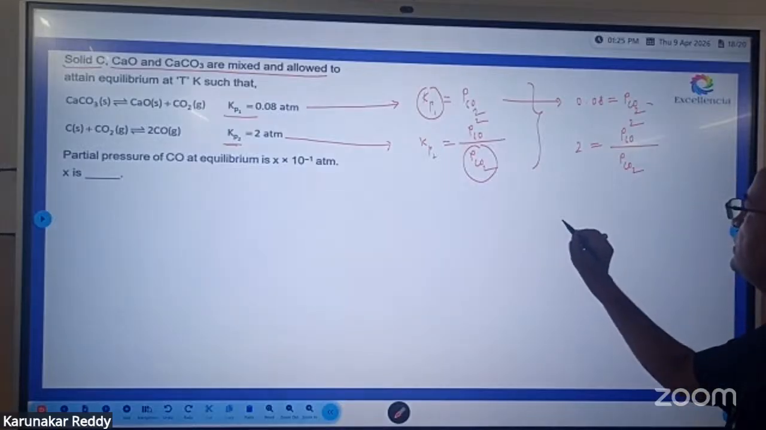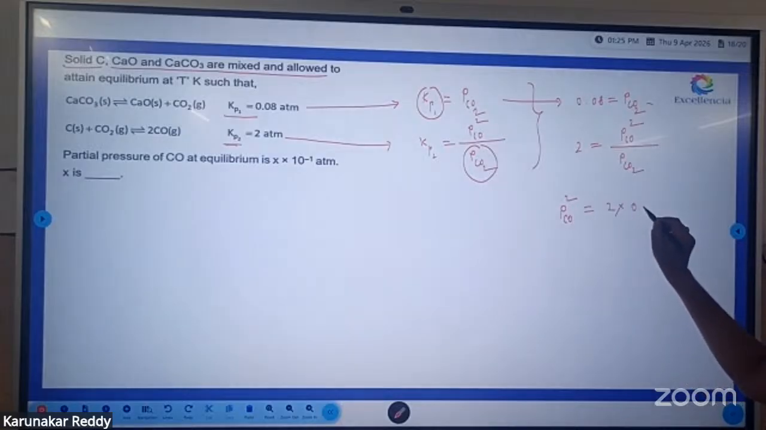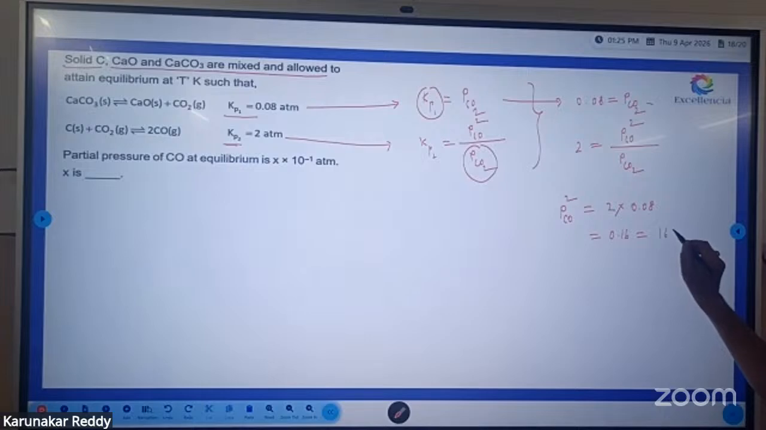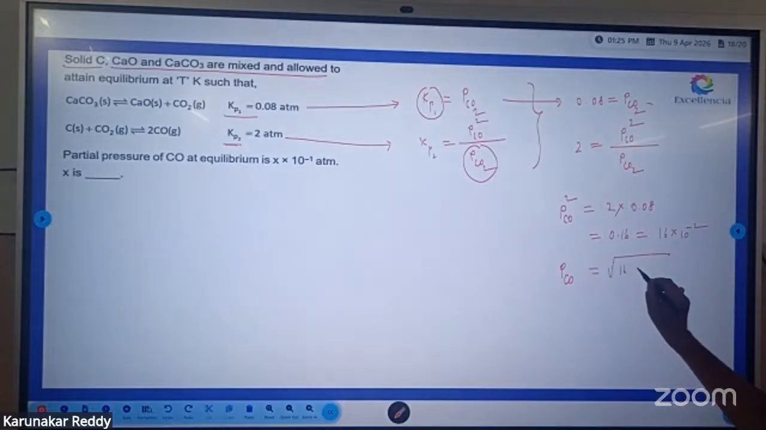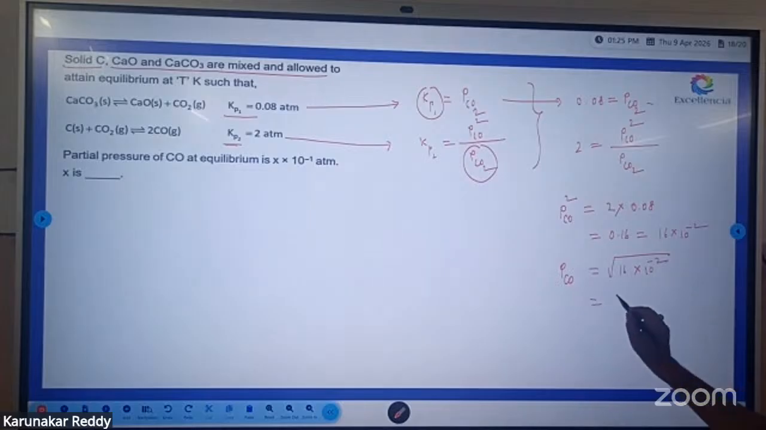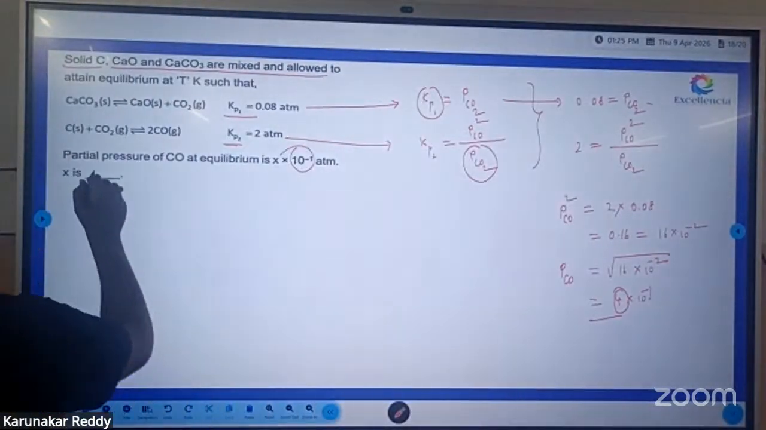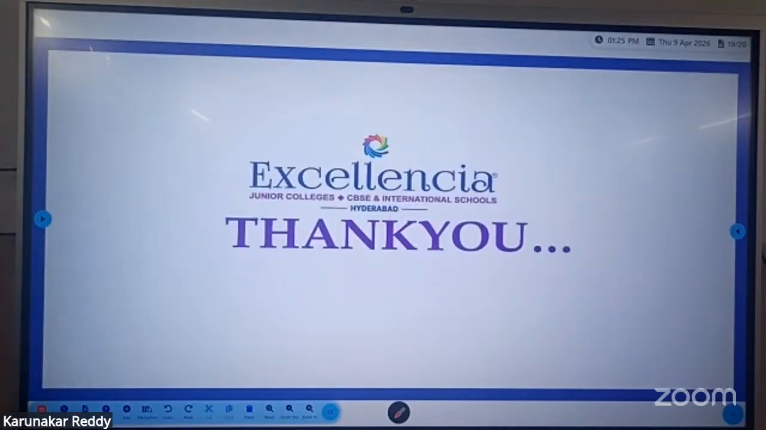This value is given. Here I'm writing partial pressure of carbon monoxide squared is equal to 2 into this 0.08, which can be written as 0.16. It can be written as 16 into 10 power minus 2. So the partial pressure of carbon monoxide is equal to root over 16 into 10 power minus 2, which is 4 into 10 power minus 1. So the answer, they are asking x into 10 power minus 1. So we can say that 4 is the answer for us. Next one. Thank you.